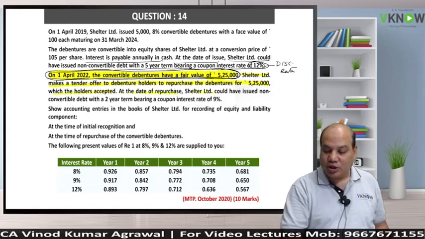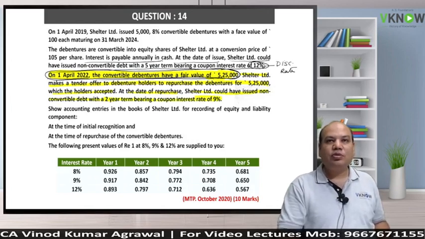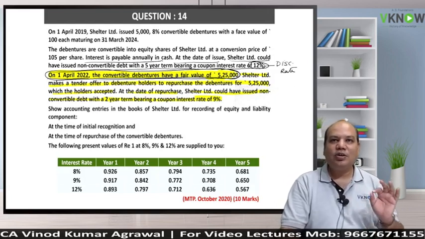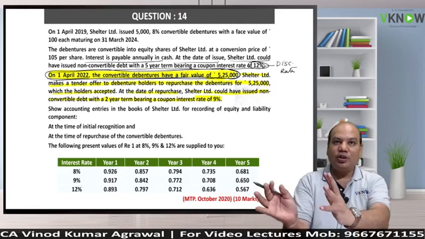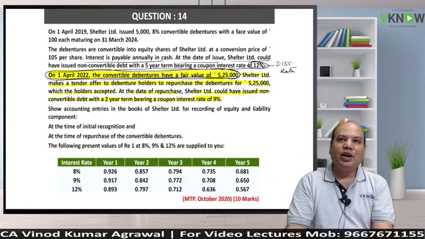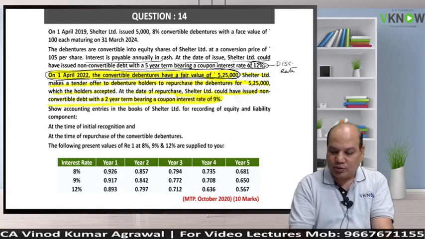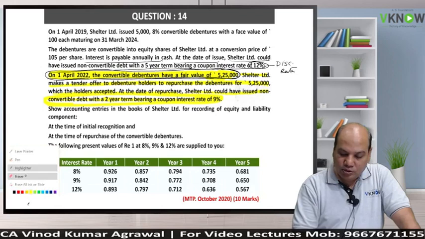At the date of repurchase, Shelter Limited could have issued non-convertible debentures with a remaining 2-year term. 3 years are over, 2 years remaining. So you could have issued fresh debentures at 9%. So that is my revised rate. So what I'll do, I will recalculate the value of the debenture using a 9% discount rate and 2 coupons remaining, 2 cash flows remaining. Compare that with the book value after 3 years. That difference is gain or loss on settlement of the liability part. And the difference between 5,25,000 and this amount which you will calculate is the gain or loss on settlement of the equity part. So we'll read further.